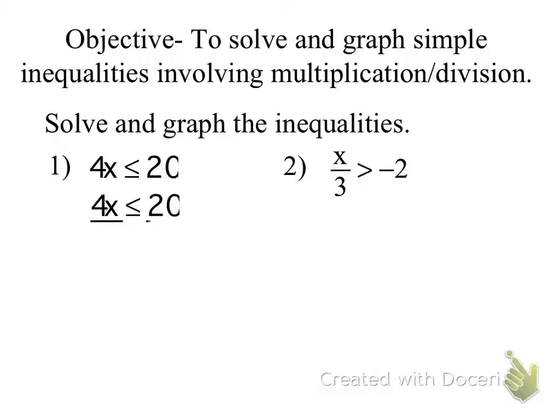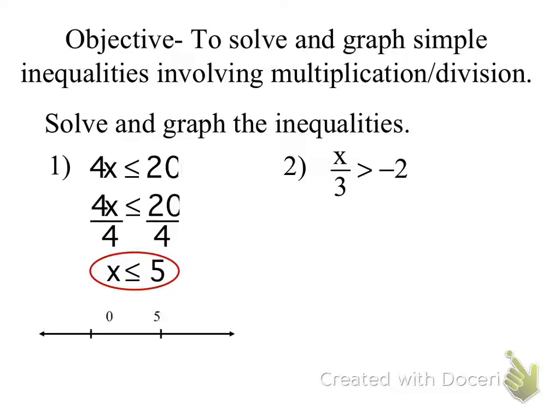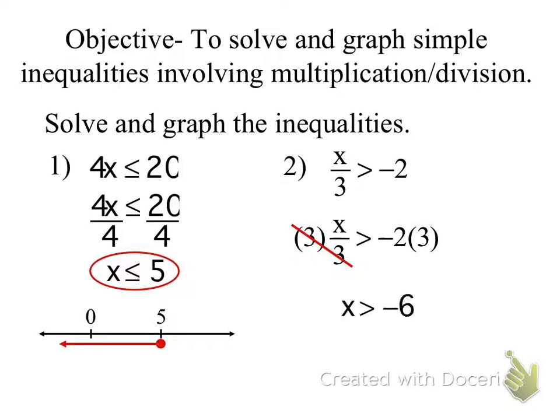Is everybody remembering how to do this from last year? Okay, x is less than or equal to 5. And the next problem reads x divided by 3. So what is the inverse operation? Multiply. We're going to multiply both sides by 3. And then I end up with x is greater than negative 6. So it's still the same thing we've been doing since last year. Just a quick review.